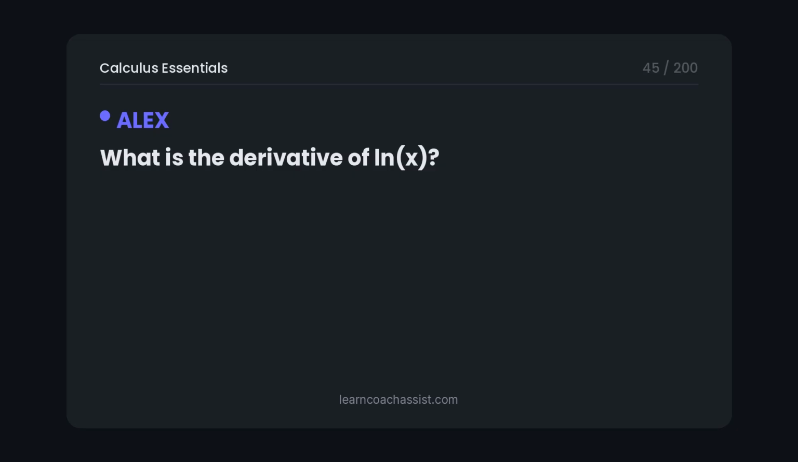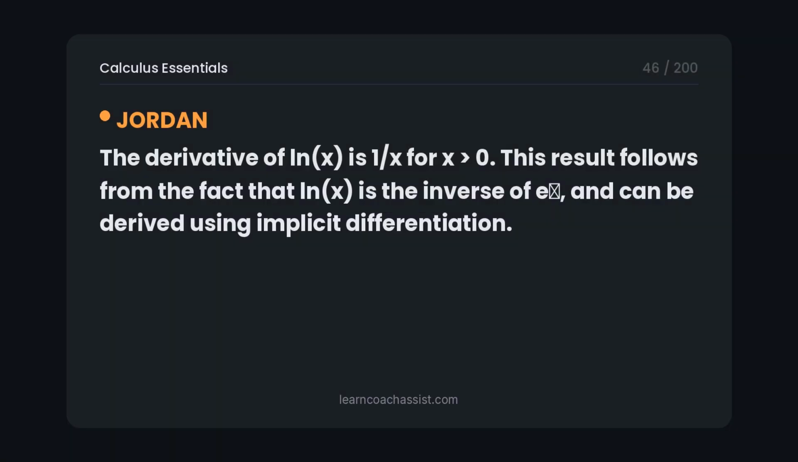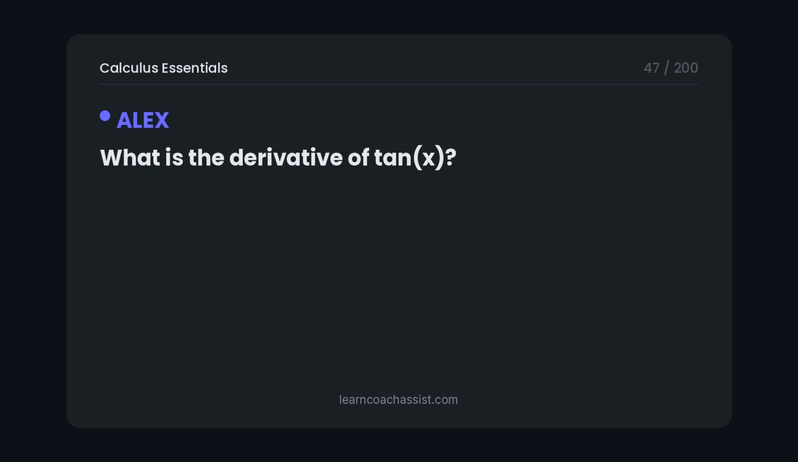What is the derivative of ln x? The derivative of ln x is 1/x for x greater than 0. This result follows from the fact that ln x is the inverse of e^x, and can be derived using implicit differentiation.